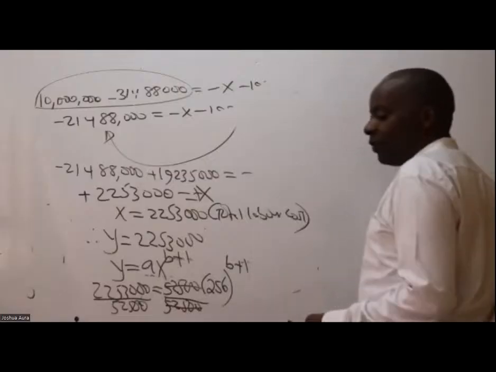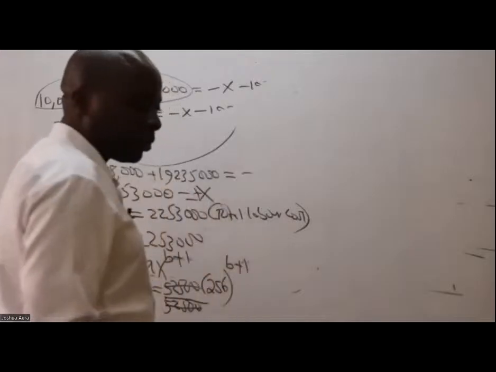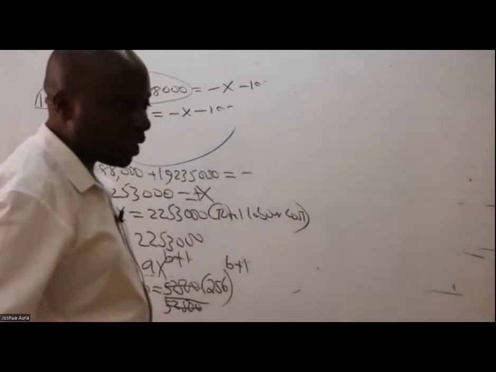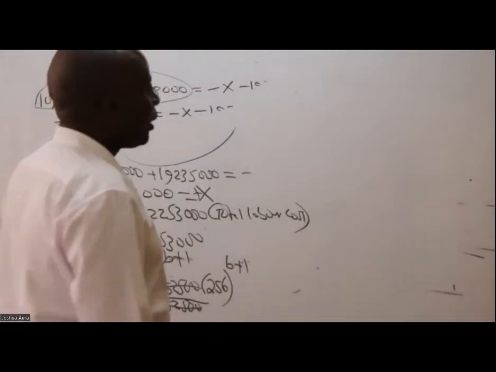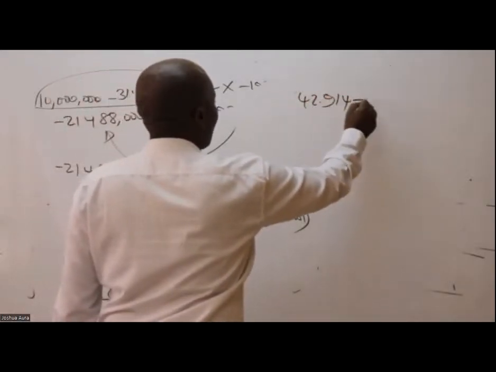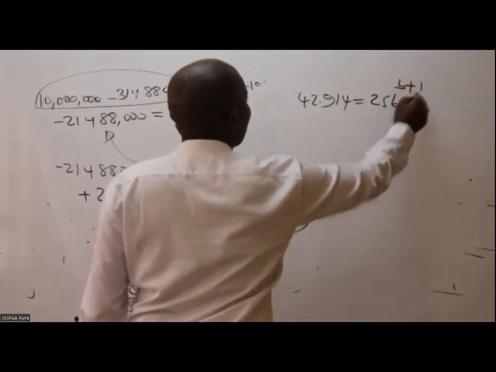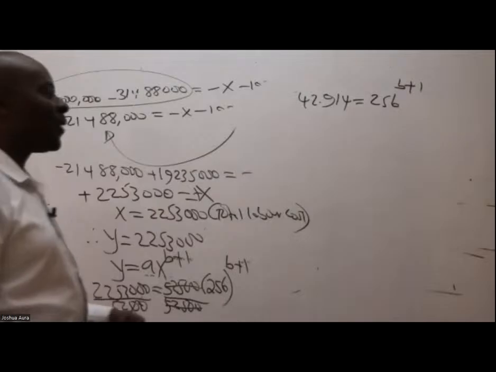Abracadabra, don't worry, everything will be okay. So you divide, what are we getting? Unfortunately, only one student has given an answer: 42,914 equals 256 raised to B plus 1.